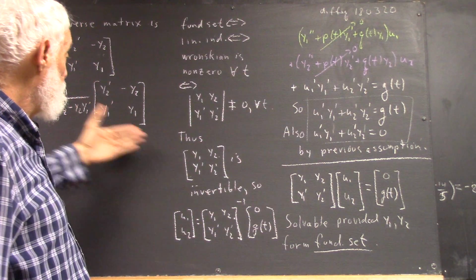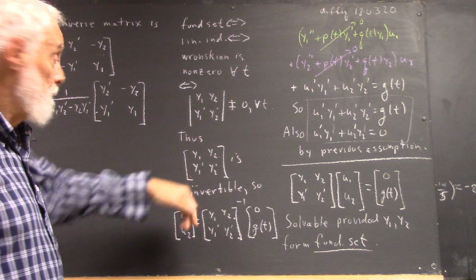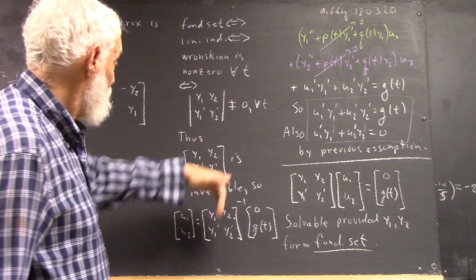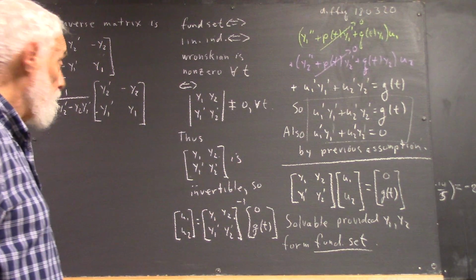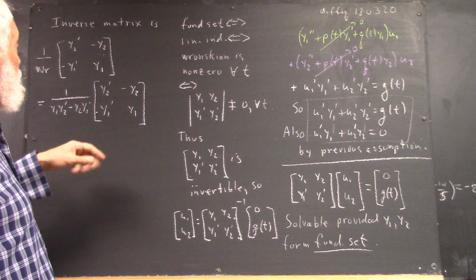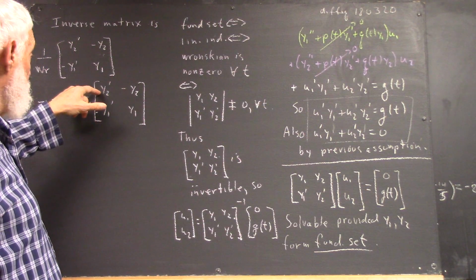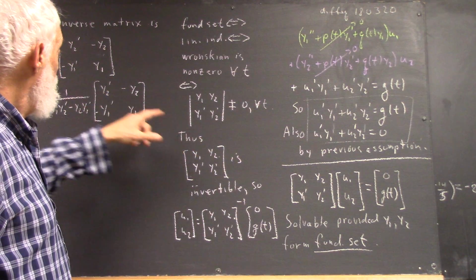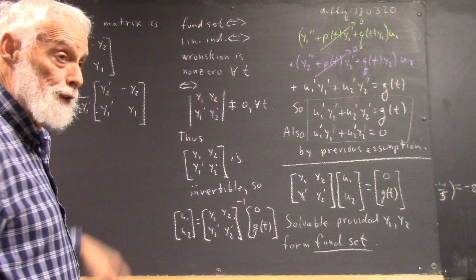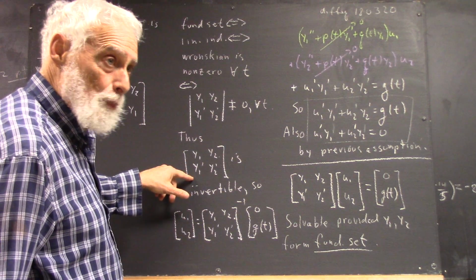If I multiply this by this, first row times the first column is just equal to the Wronskian. And the second row times the second column is, again, just equal to the Wronskian. You can easily verify that. Then the first row times the second column is 0. You can see that: y2 prime y2 minus y2 y2 prime. And similarly with the second row, you're going to get negative y1 prime y1 plus y1 prime y1.